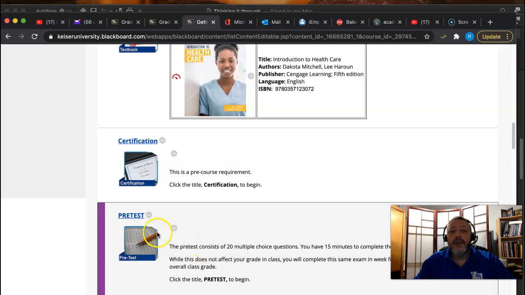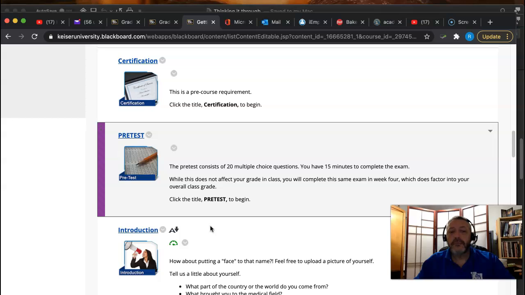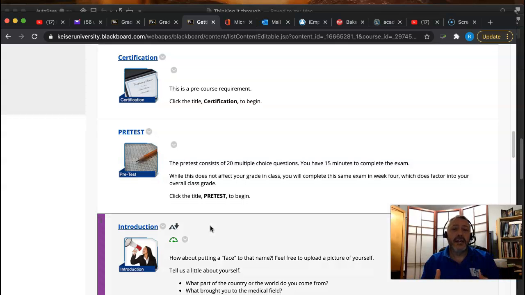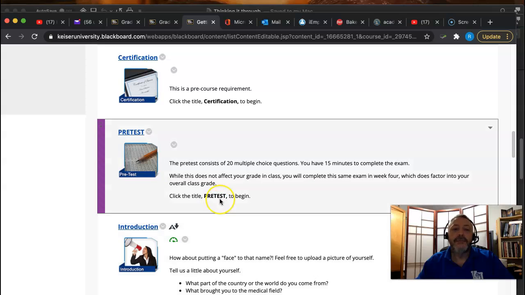And then you also have a pretest. Now the pretest is an ungraded assignment, but you still are required to take it. What this does is it gives me an idea of where your knowledge lies in healthcare, so I know how to tweak the class. It also establishes the baseline that we look at when you take the post-test at the end of the course to see how much you've learned and how much you have retained.